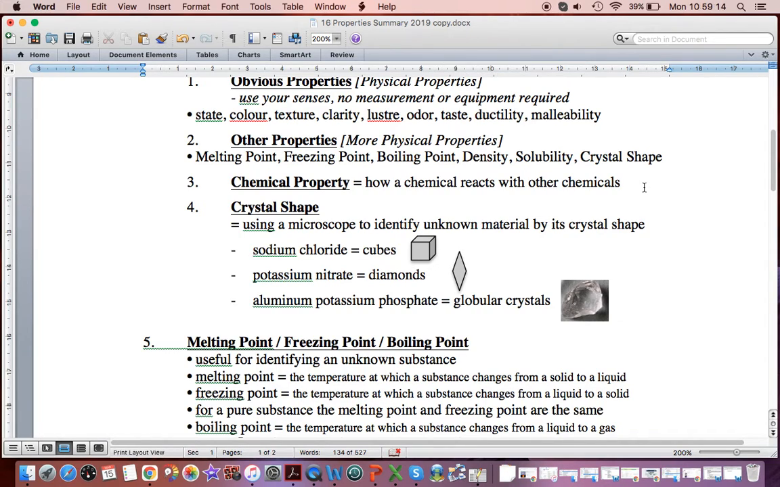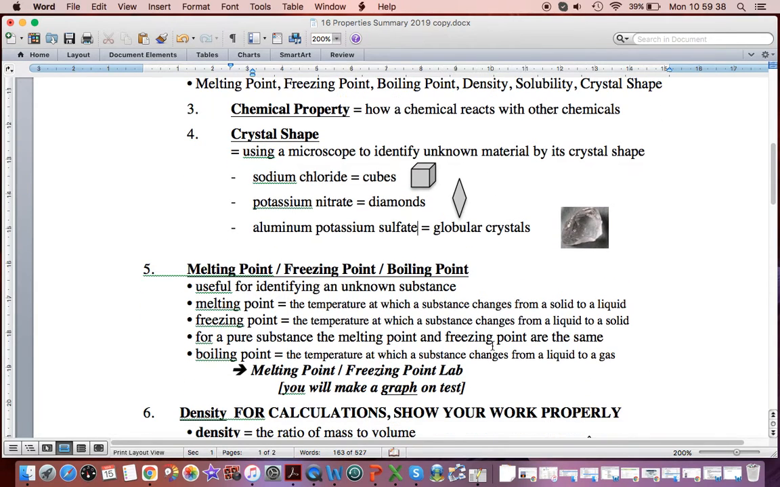We did a lab that involved the dissecting microscope, and it allowed us to get the crystal shape. And these are three shapes that you must memorize. Sodium chloride, cubes. Potassium nitrate involves a diamond shape. And aluminum potassium, I believe that should say sulfate, so let's make that sulfate. It gives us these sort of globular crystals.